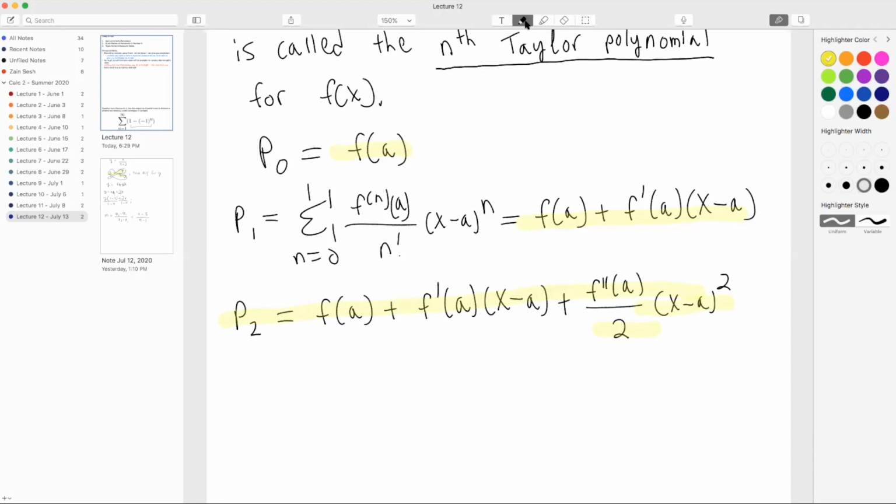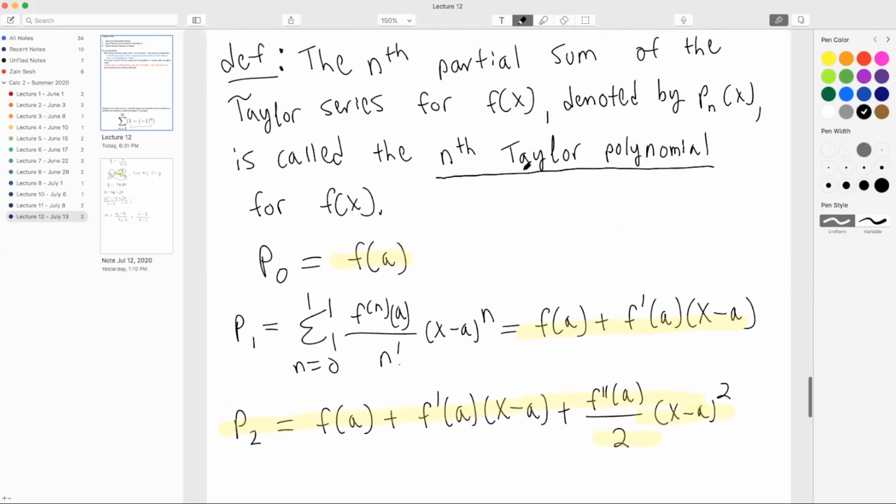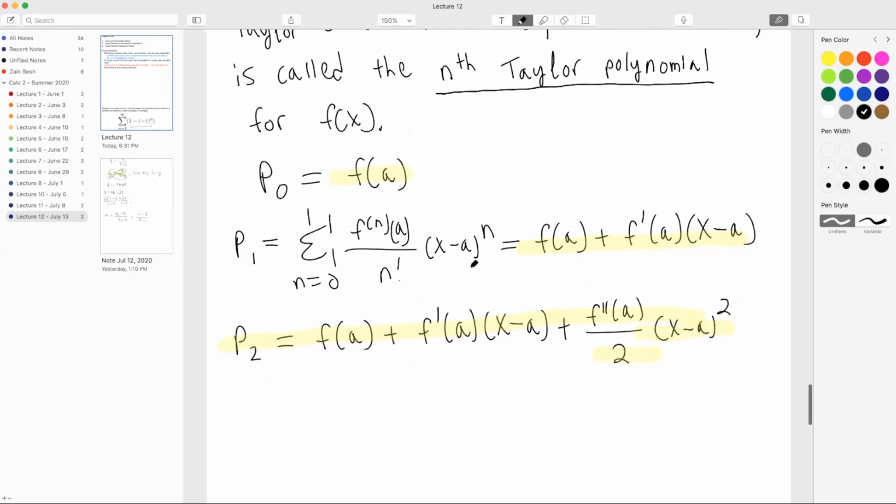I'll show you later why we care about the Taylor polynomials, but essentially these Taylor polynomials provide really good approximations to our function near the point x equals a. If you look at the graph of the second Taylor polynomial and the graph of the function f, you'll see that the second Taylor polynomial looks really similar to the graph of f around the point x equals a. So it's a local approximation, not a global approximation. I'm going to show you that later with a nice interactive demo. That's kind of cool.